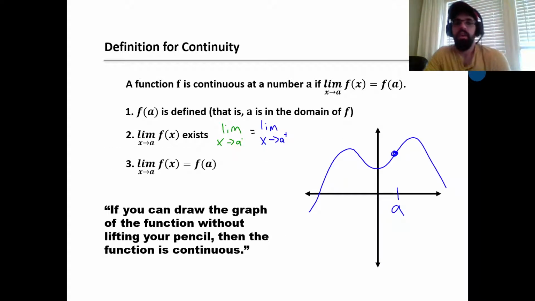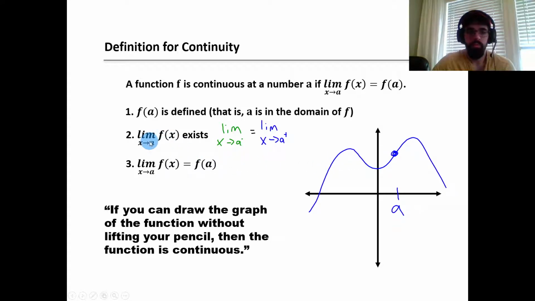A function f is continuous. So here's the definition, the formal one. A function is continuous if the limit as x approaches some value a is equal to f of a. If we unpack this definition a little bit, there's three things we have to look at. One, f of a is defined. So if we have on our graph some function at x equals a, there's some kind of definition, a dot, a line, something.